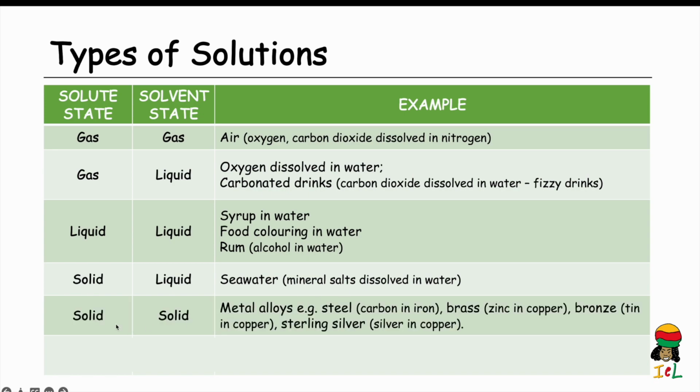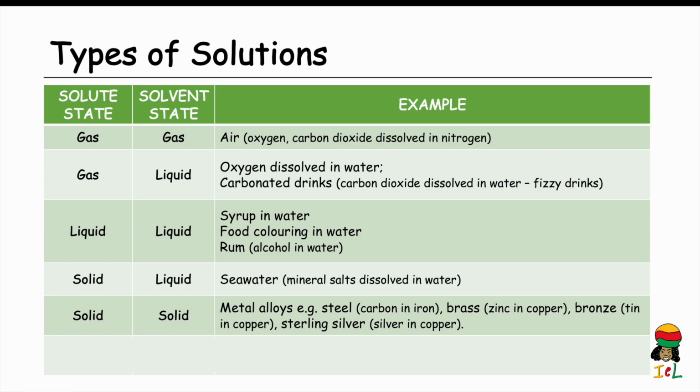There's also the solid in solid solution. Examples include alloys. Alloys are a mixture of metals. Sometimes the non-metal carbon may be mixed in. Examples of alloys include steel, which consists of other metals or carbon dissolved in iron. There's also brass, which consists of zinc dissolved in copper. There is bronze, which consists of tin dissolved in copper, and sterling silver, which consists of silver dissolved in copper.